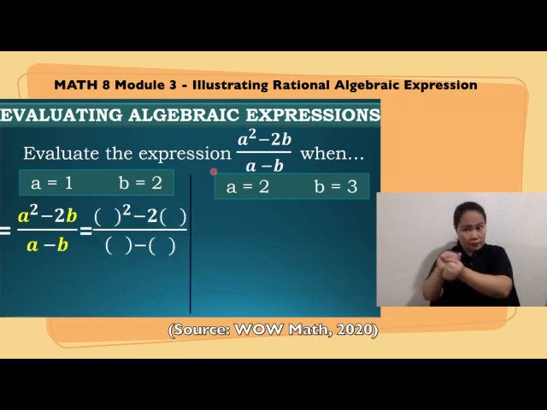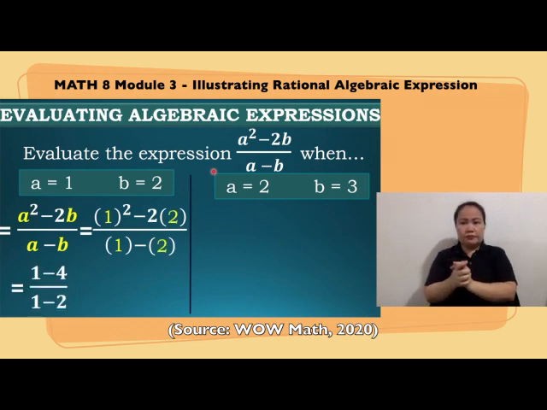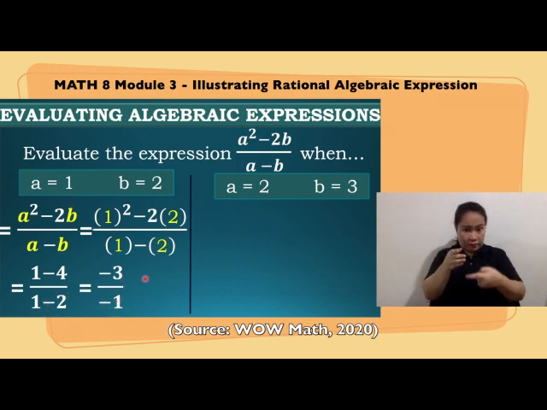So, we will have 1 for a, 2 for b. So, 1 squared is 1. 2 times 2 is 4. So, ito yan. And then 1, and then minus 2. So, let us simplify. 1 minus 4, that is negative 3. 1 minus 2, that is negative 1. So, we will have positive 3. So, ito yung case na kapag given yung dalawang variables.